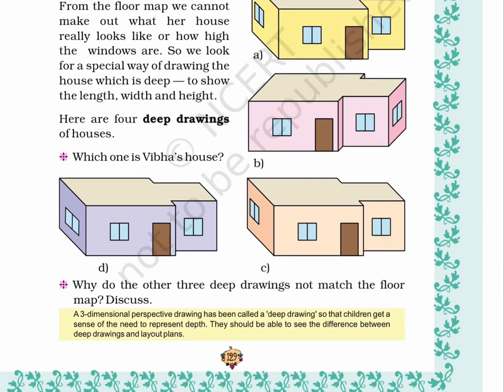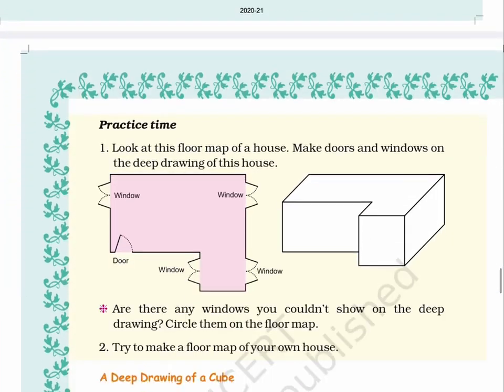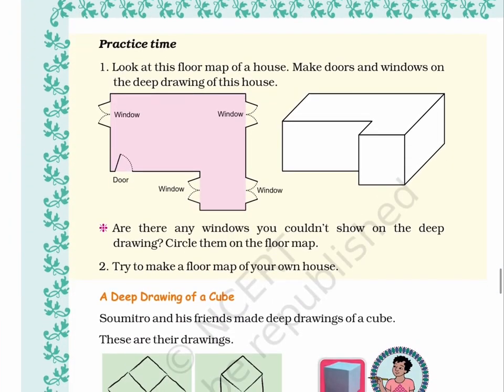Page 130. Practice time. 1. Observe this floor map of a house. Make doors and windows on the deep drawing of this house. Below this we have the floor map of a house, which indicates the doors and windows, and to the next we have a deep drawing of the house. You have to make the doors and windows accordingly.